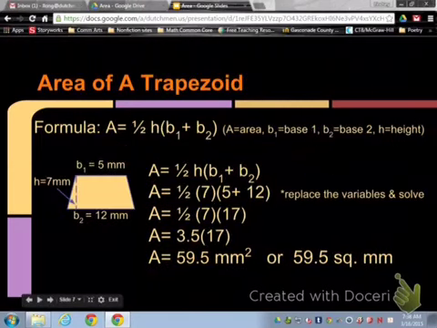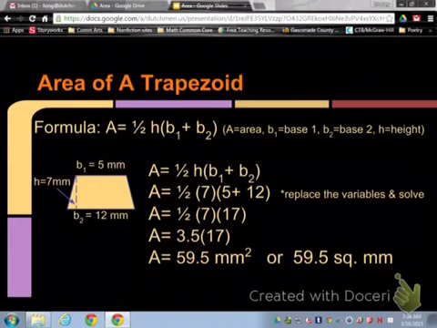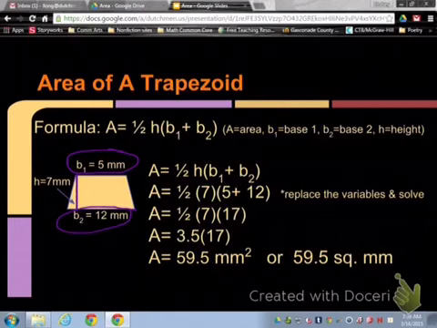And the last one is area of a trapezoid. The formula for a trapezoid is area equals 1/2 times the height times base 1 plus base 2. So this one has a little bit more to it, but base 1 is the length of the top, base 2 is the length of the bottom. Your height, once again, is from top to bottom, noted with the dotted line, and it is 7. So start with your formula, 1/2 times the height times base 1 plus base 2. You replace your variables. So we fill in the height, which is 7. We fill in base 1, which is 5, and base 2, which is 12.